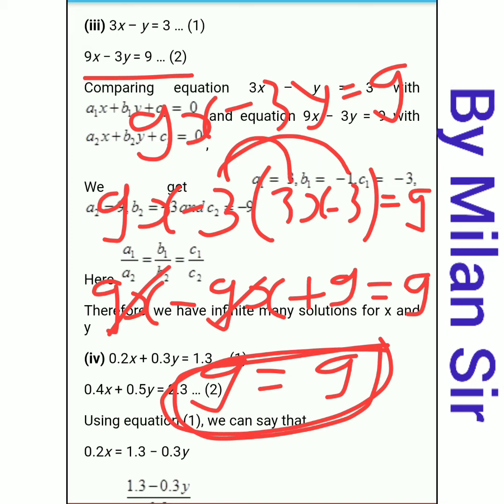So 9 is equal to 9. It is true for all values. So we can say that we have infinitely many solutions for x and y.